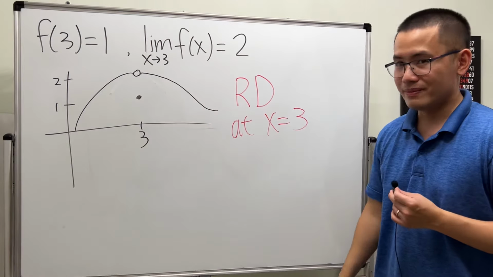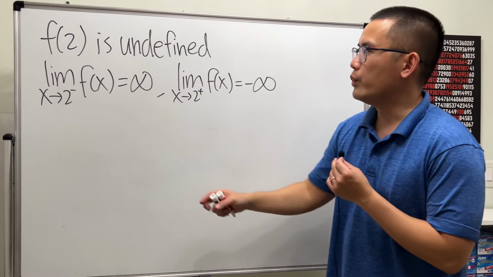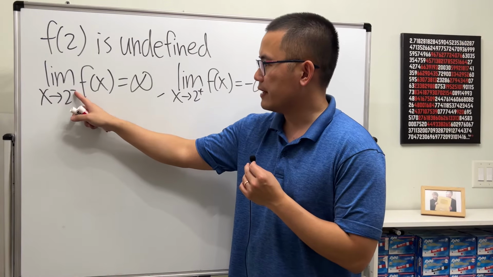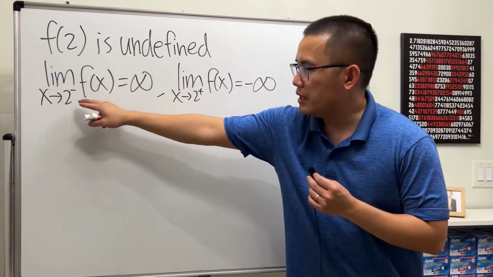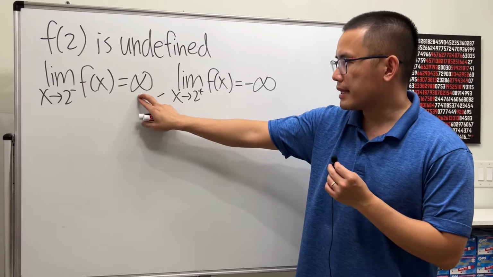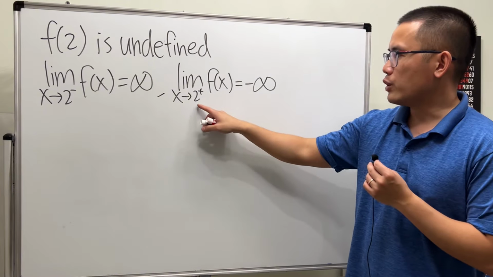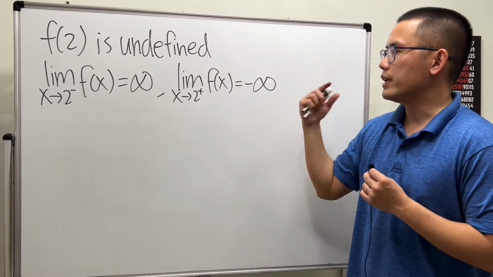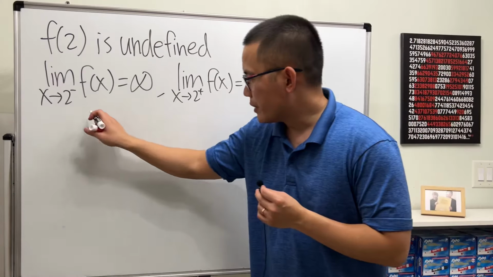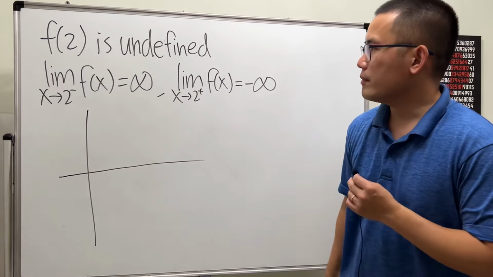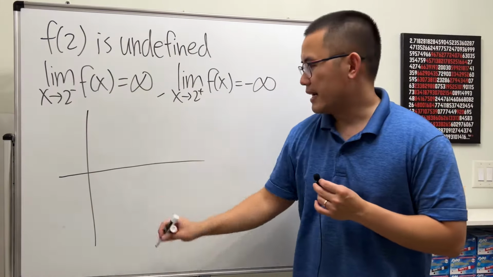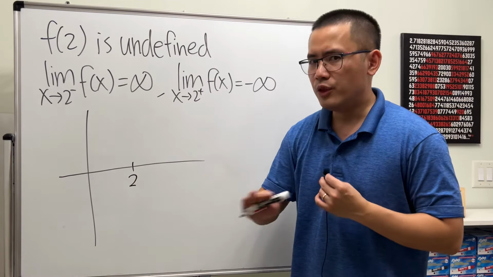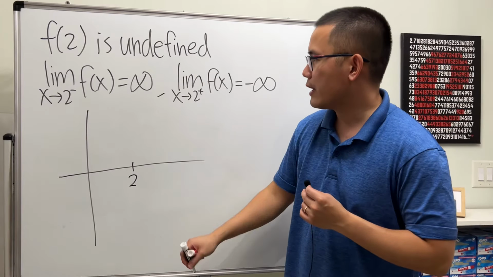That's why it's removable. And now for number 3, we have f of 2 is undefined, and if we have x approaching 2 from the negative direction, namely from the left-hand side, we get positive infinity. If we go from the positive direction, namely the right-hand side, we get negative infinity. So here is the deal. F of 2 is undefined. So that means when we have 2, there is nothing, no closed circle at all, right?